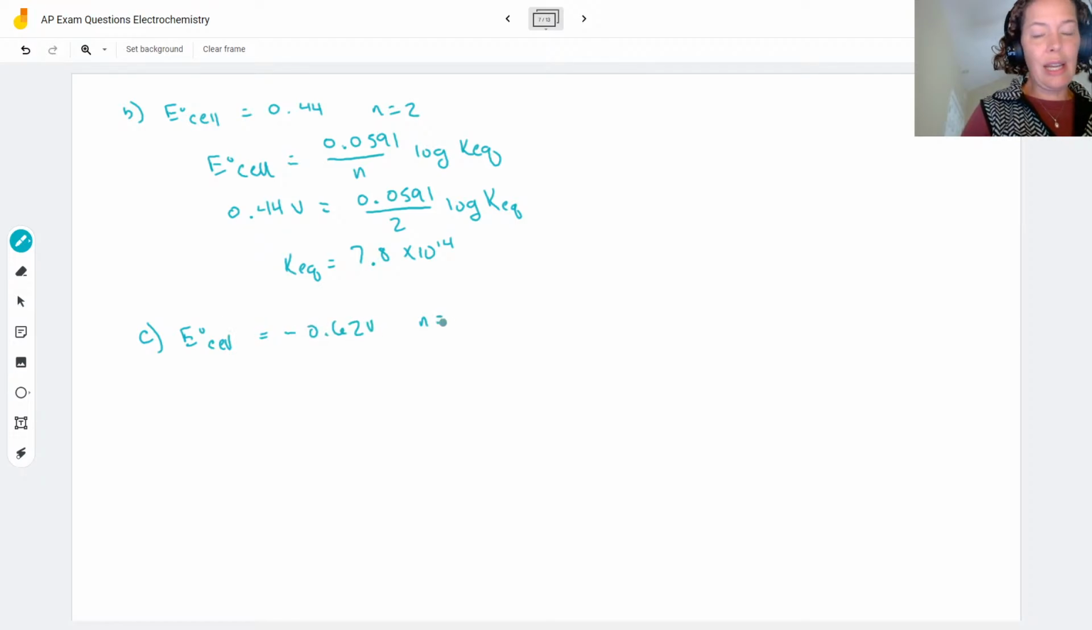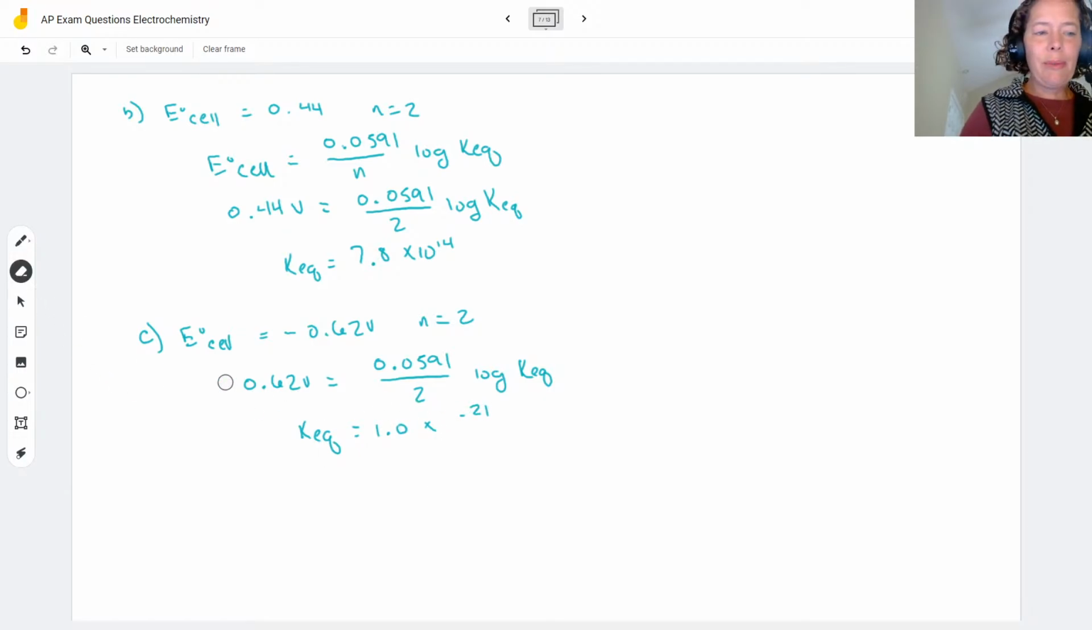We also had an n equals 2 here. So I'm just going to plug in: negative 0.62 volts is equal to 0.0591 over 2 log Keq. Do a little algebra, and you're going to get a Keq of 1.0 times 10 to the negative 21. That's really awful. 10 to the negative 21.